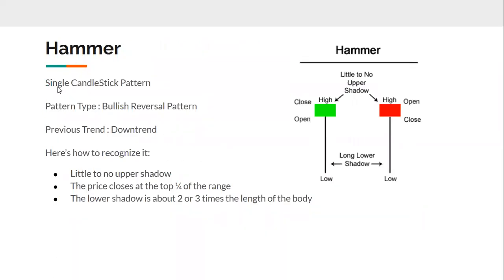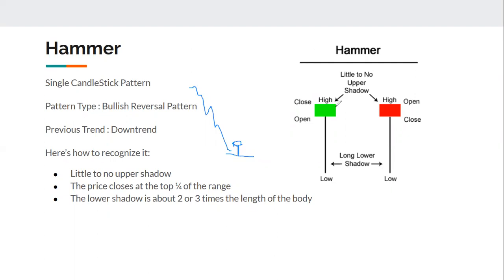Hammer is a single candlestick pattern, and it is a bullish reversal pattern. The previous trend should be a downtrend. For example, the trend will be a downtrend, and if the hammer is formed near any support or trend line, where the price opens at a certain point and goes down, and then the buyers come in and it forms a hammer, it is a bullish reversal pattern, and it is called a hammer.